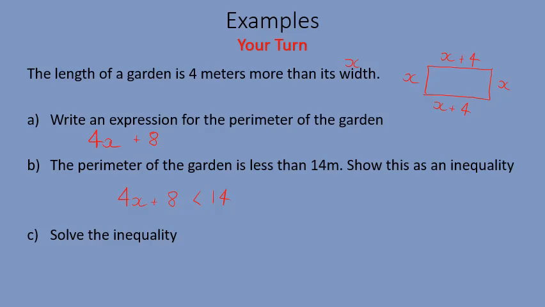Part C, solve this inequality. So we're going to subtract 8 from both sides. 4x is less than 6. Divide both sides by 4. X is less than half of 6 is 3, half it again, 1.5. So the width X is less than 1.5 meters.